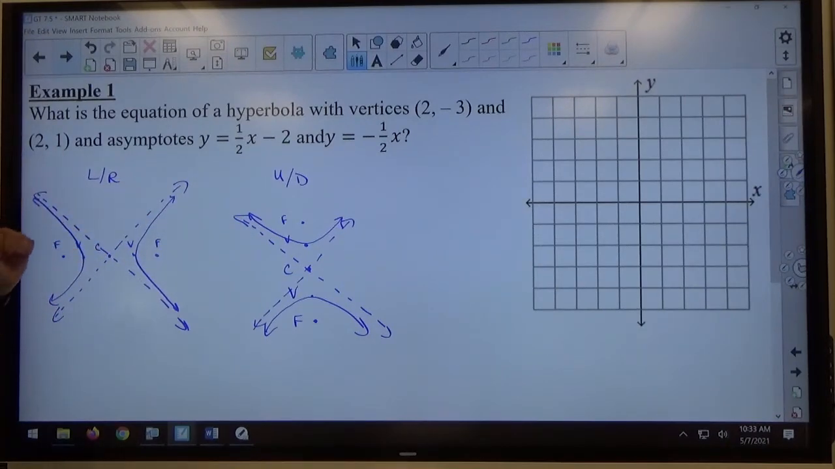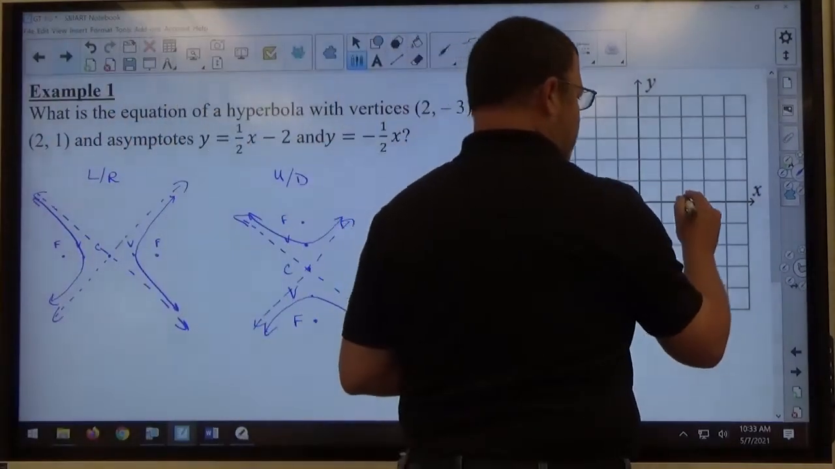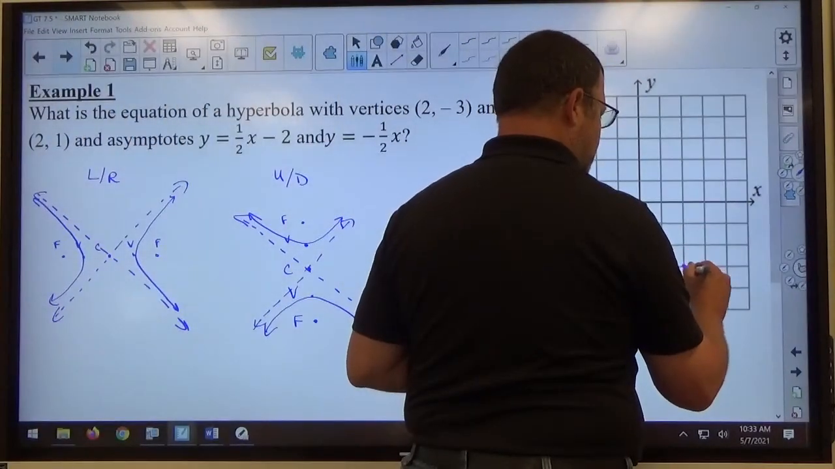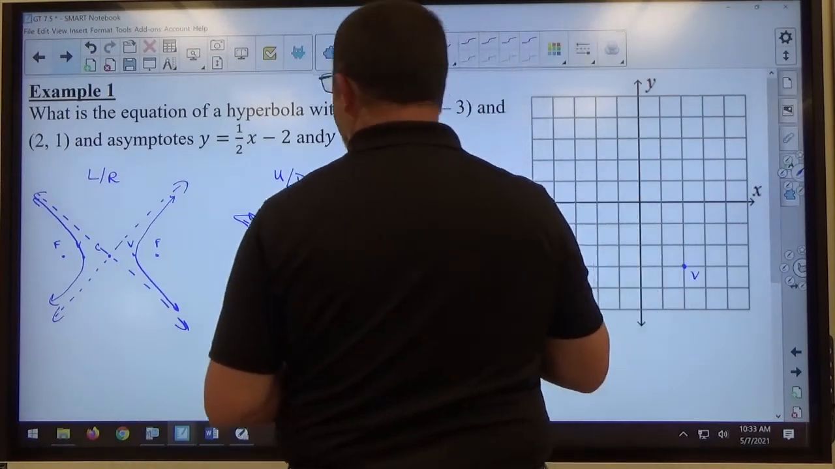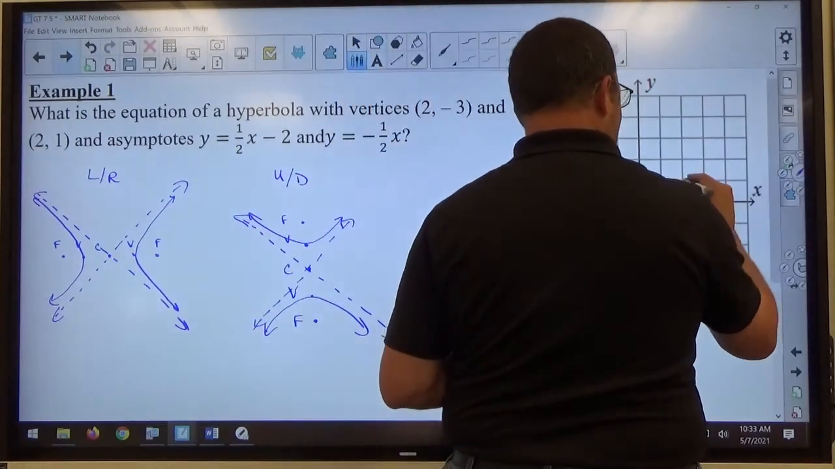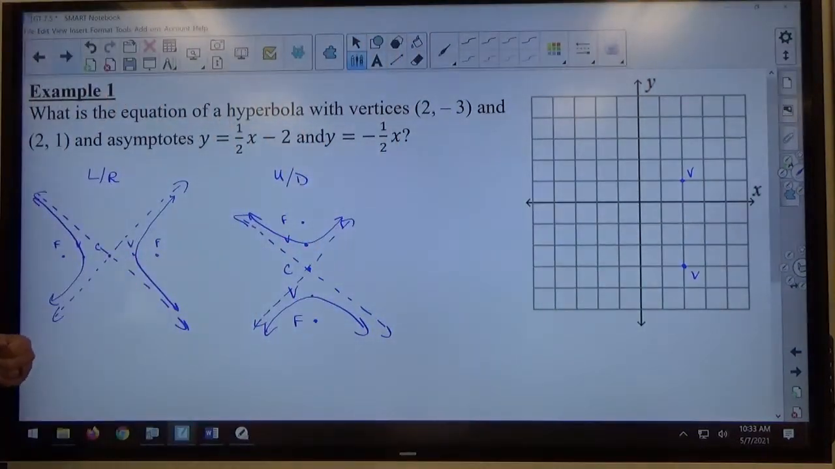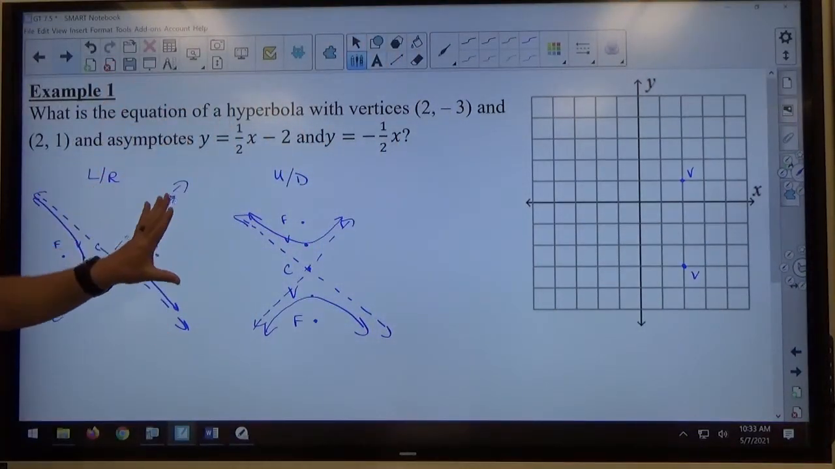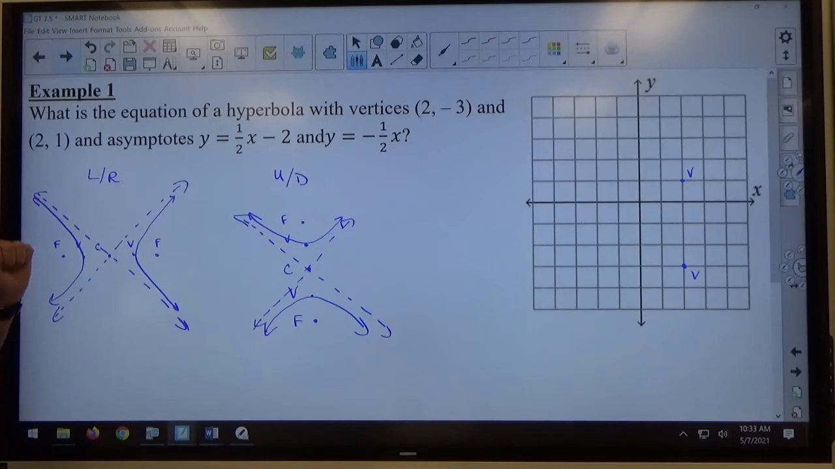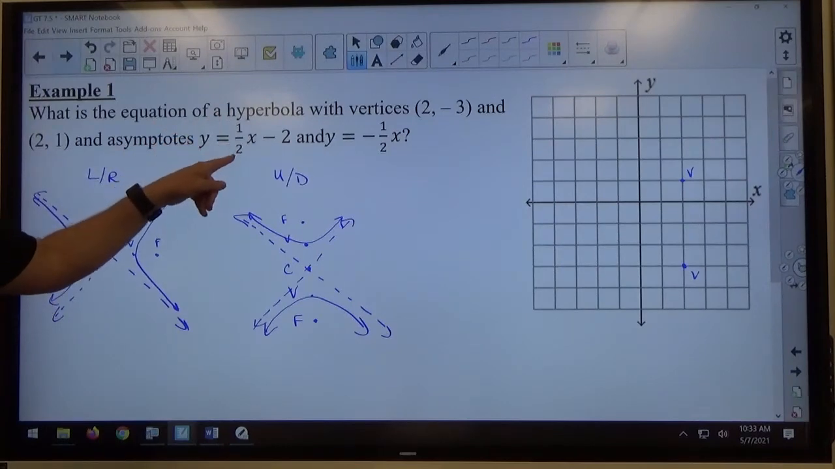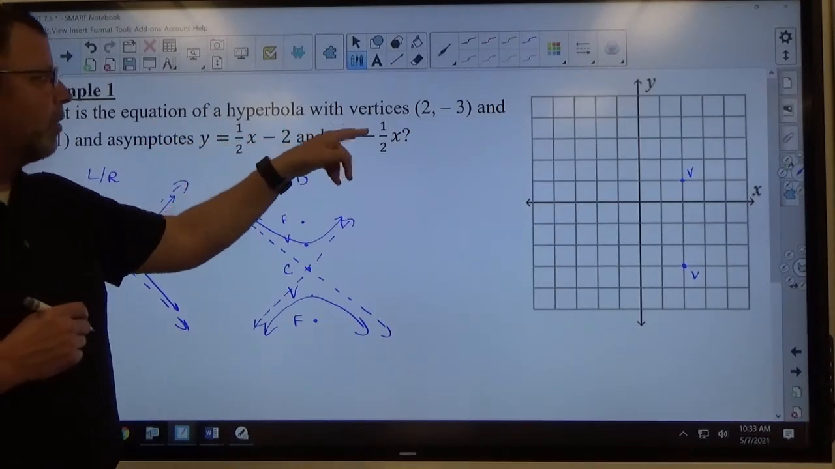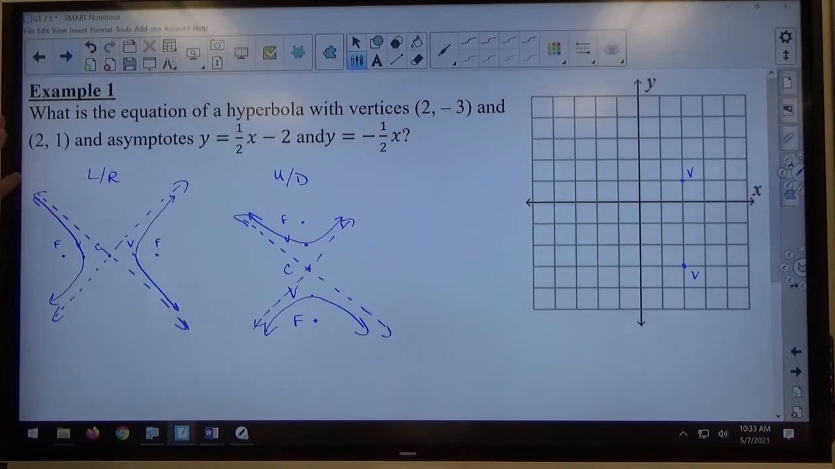All right? So when they give me information that says the vertices are (2, -3) and (2, 1), I'm going to put a V next to each one. There's my two vertices. The fact that the vertices are directly above and below one another tells me it's an up-down hyperbola. The other thing they tell me is the equations of the asymptotes, y equals positive 1/2 x minus 2 and y equals negative 1/2 x plus 0.